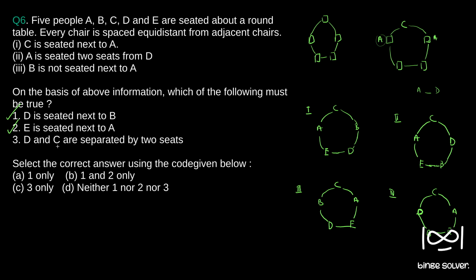Now the third statement is D and C are separated by 2 seats. If you see scenario 1, D and C are separated by 2 seats in this direction. But in scenario 2, D and C are not separated by 2 seats. They are adjacent to each other, sitting next to each other. So in scenario 2, it fails. So we cannot say D and C are separated by 2 seats is true in all scenarios. So 3 becomes false. So the correct answer is B, 1 and 2 only.